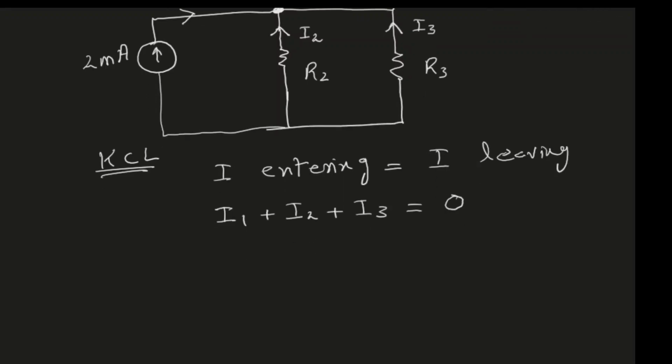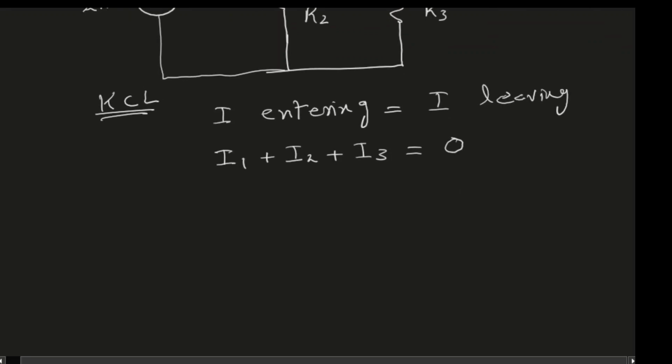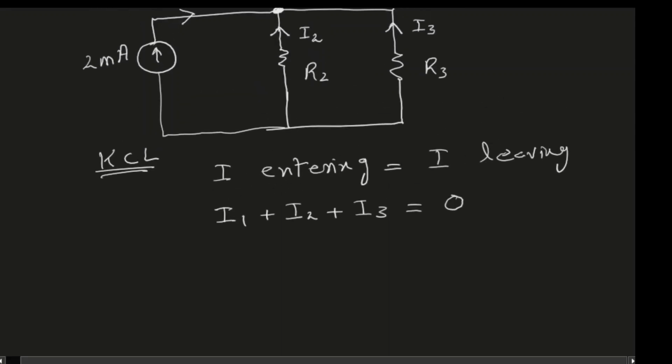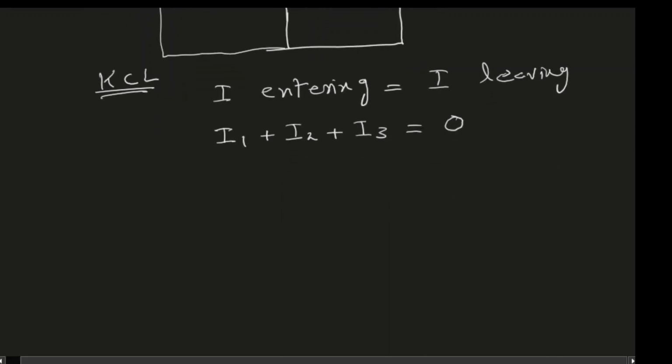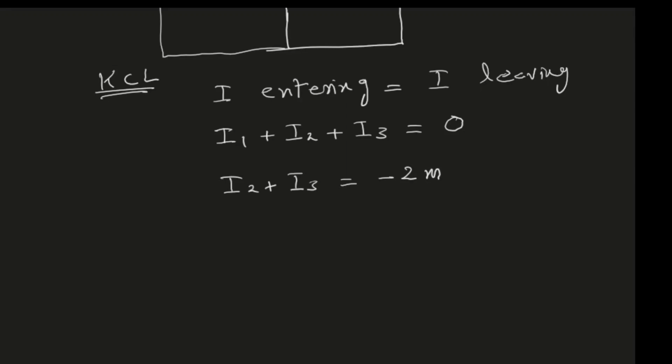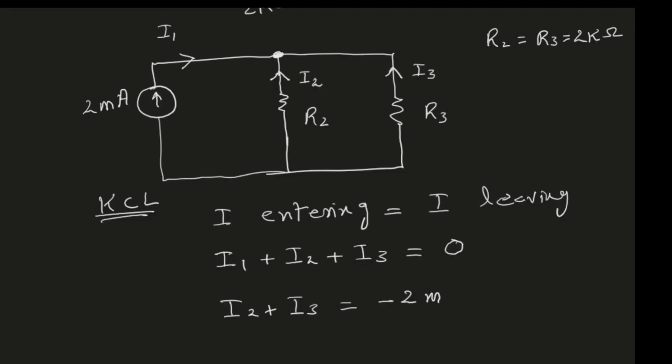So now let's continue and find out how much will be I2 and I3 and how much will be the voltage produced by the source. So I already know that I1 is 2 milliampere. So I can say that I2 plus I3 is equal to negative 2 milliampere, right? I can just write it this way. So now I have chosen the current direction to be going upwards.